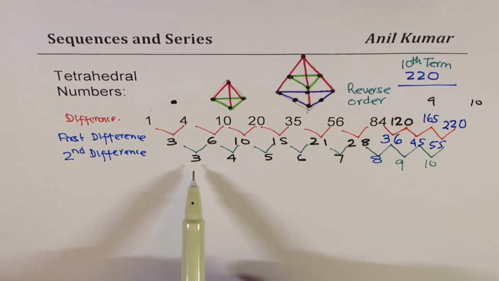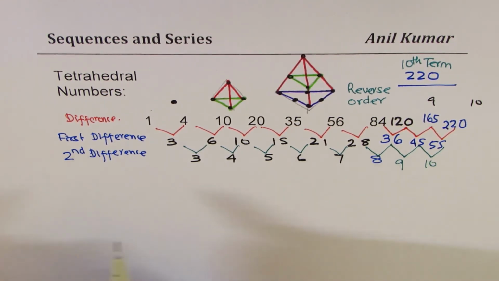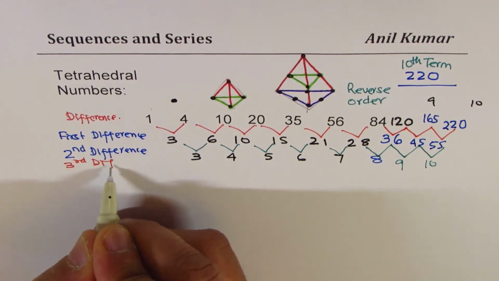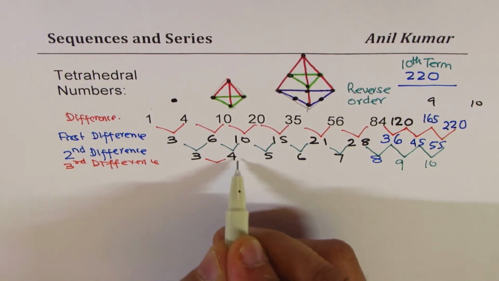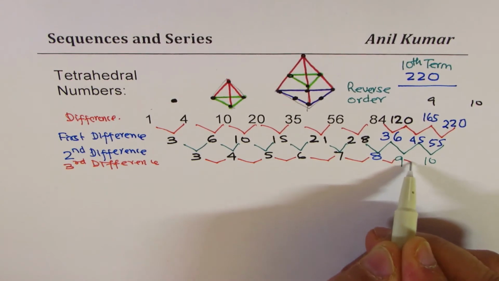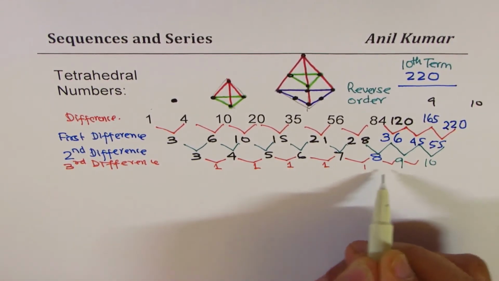The second difference is not constant. It is 3, 4, 5, 6, 7, 8, 9 and so on. But the third difference is constant, correct? So if I continue and find the difference, I do get the third difference as constant, which is 1, correct? So as you can see here, the difference is 1, which is constant.